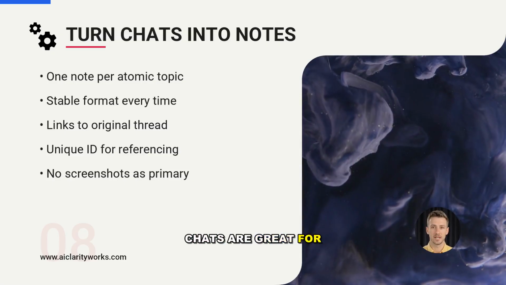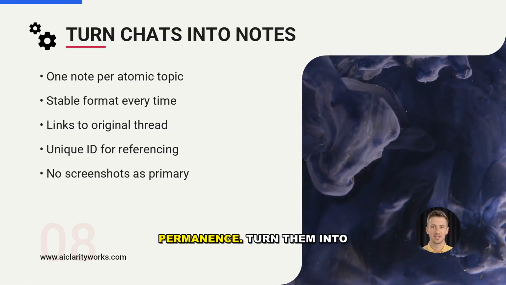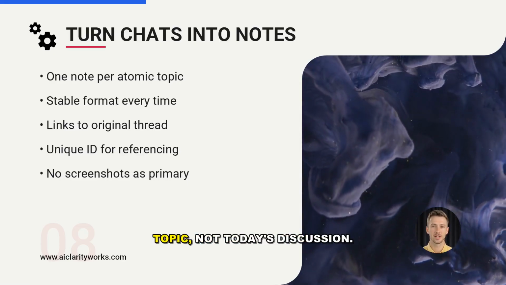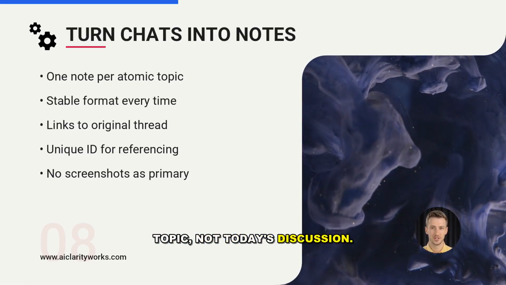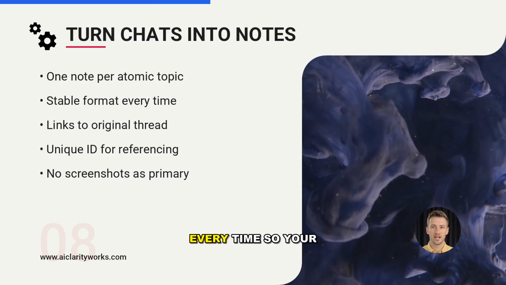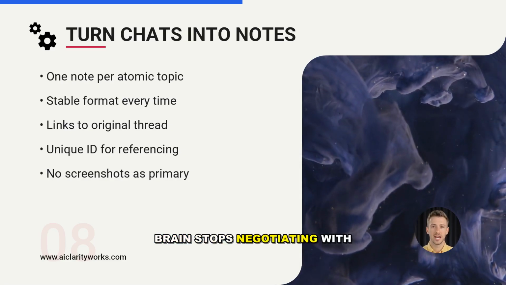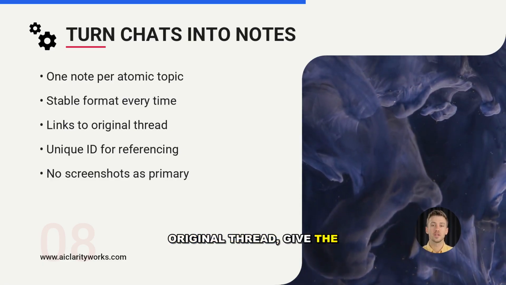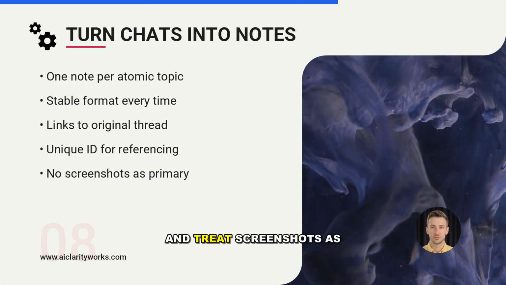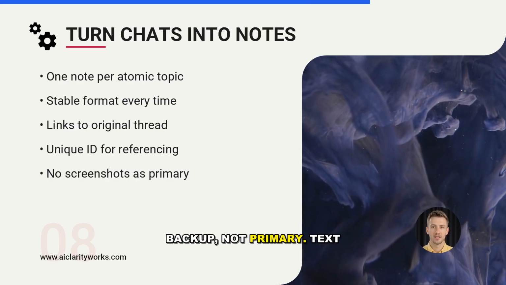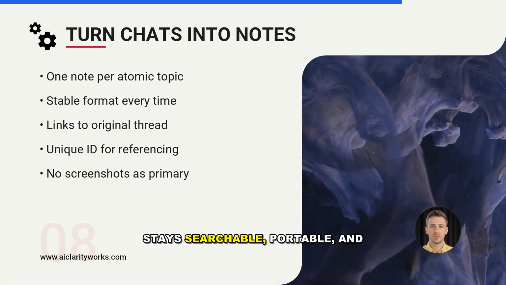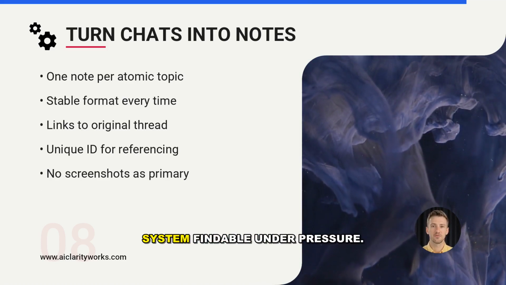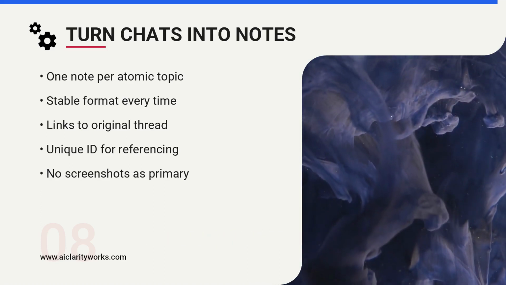Chats are great for speed and terrible for permanence. Turn them into notes by going atomic. One note per single topic, not today's discussion. Use the same format every time so your brain stops negotiating with structure. Link to the original thread, give the note a unique ID, and treat screenshots as backup, not primary. Text stays searchable, portable, and easy to update, which is what keeps your system findable under pressure.